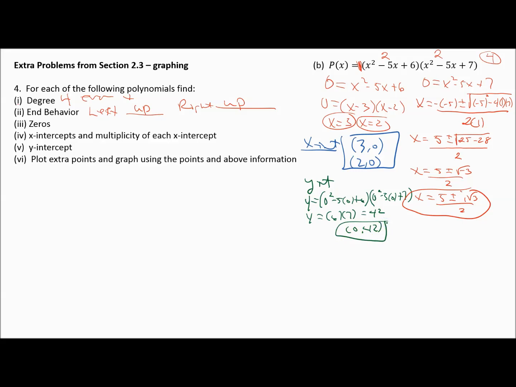Oh, I did not discuss the multiplicity of each zero. So multiplicity, this 3 only showed up one time, this 2 only showed up one time, so that means at x equals 3, 0, the graph crosses over. Remember, 1 being an odd number, and odd multiplicities cross over the x-axis rather than just touching and going back the other way. Okay, so now we need to do a t-table.